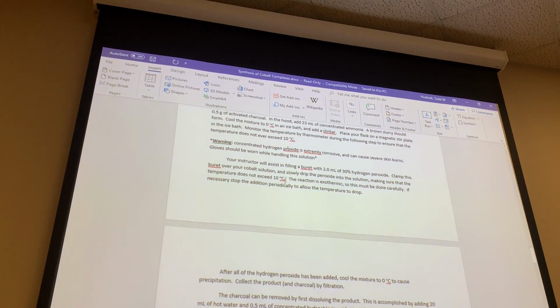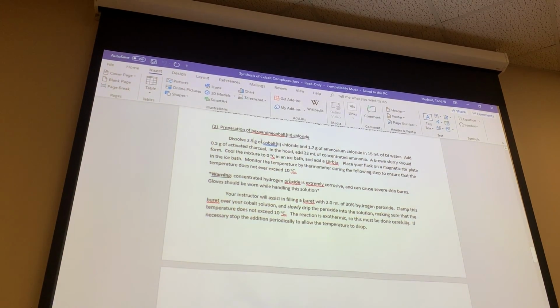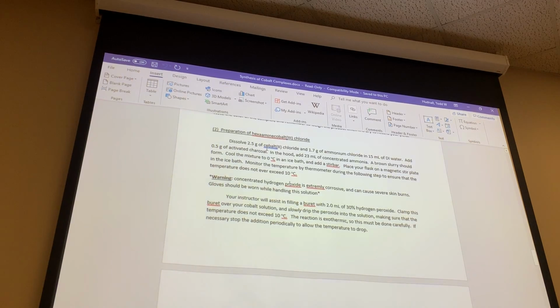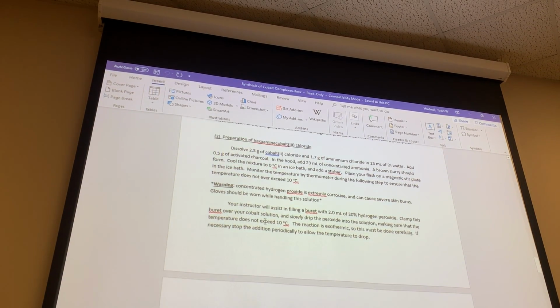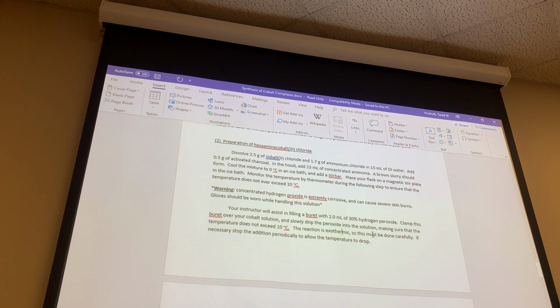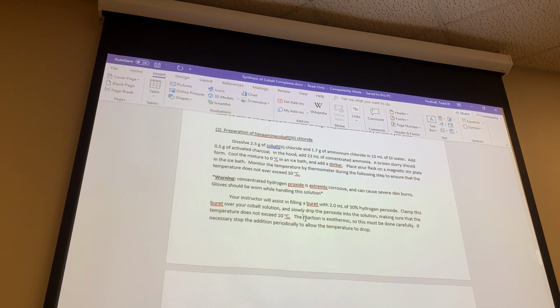Again, same warning about working with peroxide. This is, I think, a slightly smaller scale, since you're making more of this because you're going to use this to make your other complexes. Add your hydrogen peroxide in slowly. Make sure it stays cold.